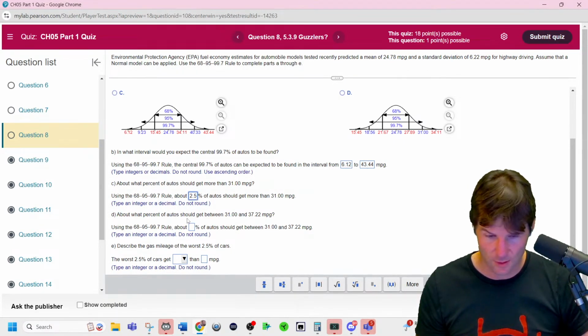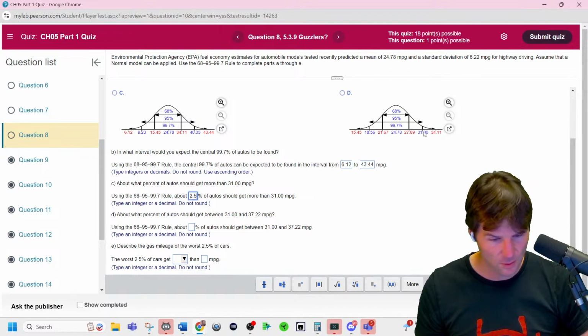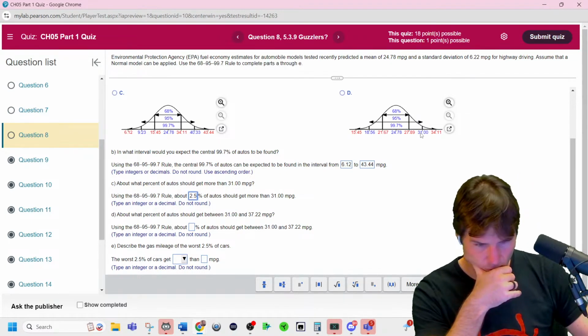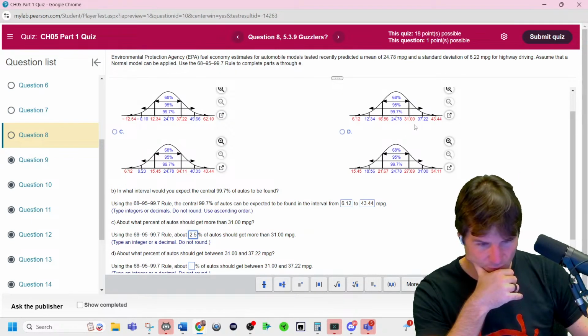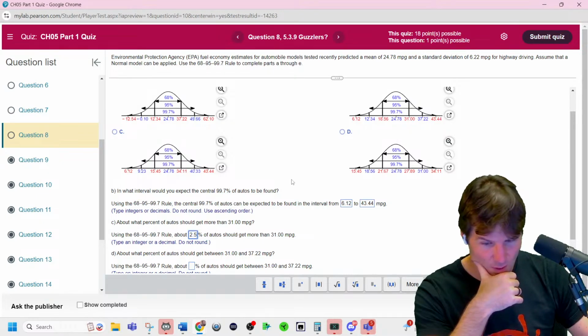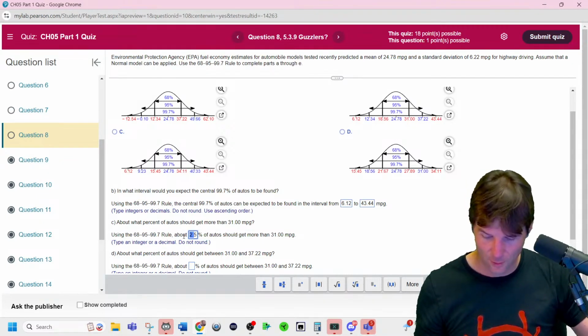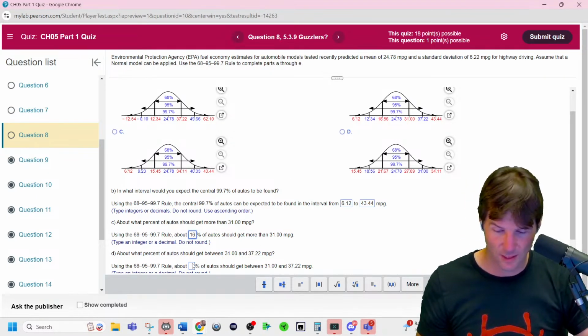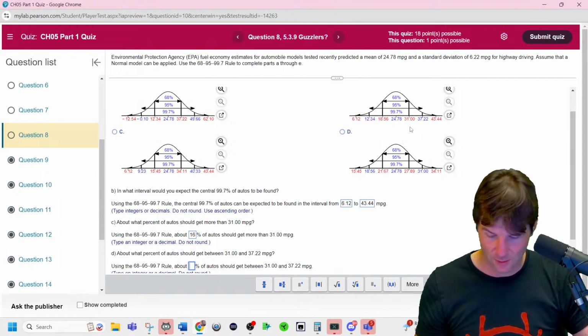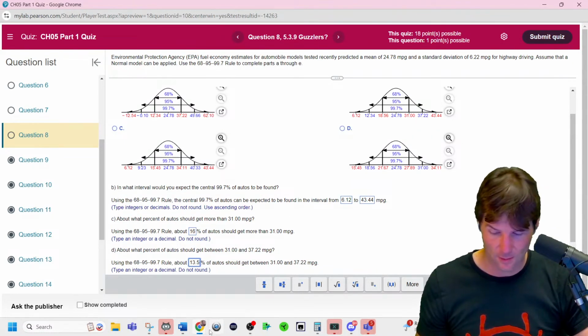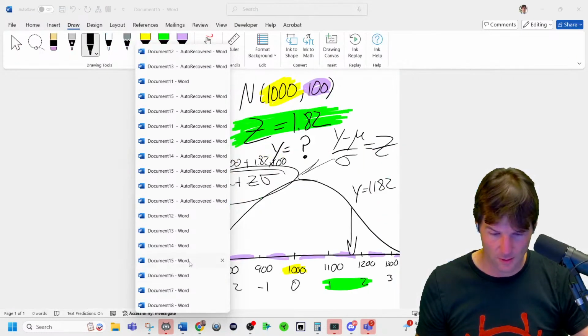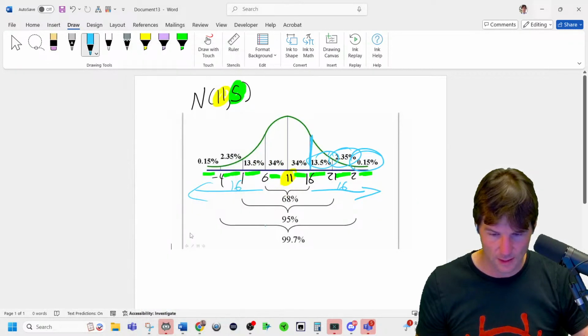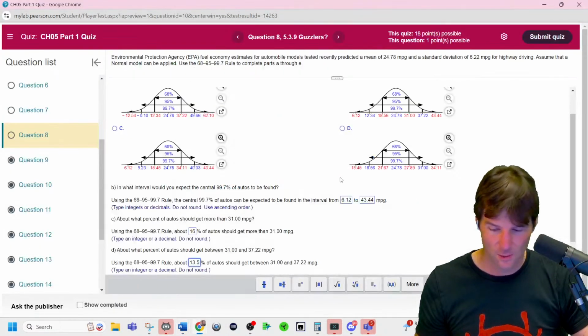Between 31 to, wait, where's it going? 31. Oh, I'm looking at the wrong curve. Oh, did I look at the wrong curve for this one? I did. Oh, I got that wrong. It's the top curve we're looking at. And then 31, I saw that was wrong. That's 13.5. If you're wondering what I'm doing, I'm using my memory of this curve right here to do the answers on this. We'll head off here in a moment.